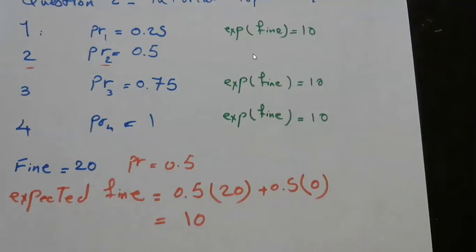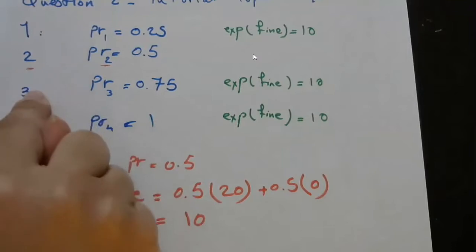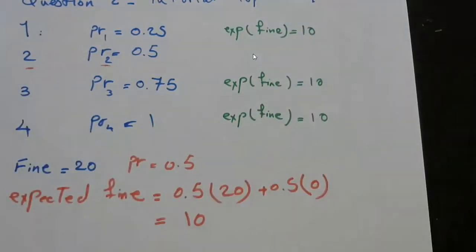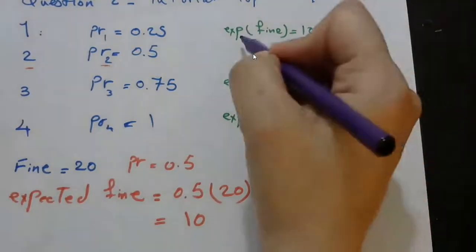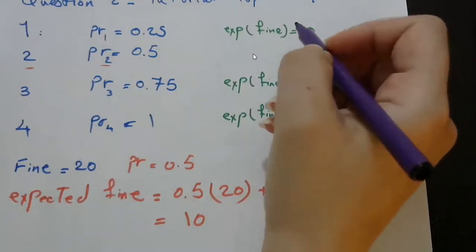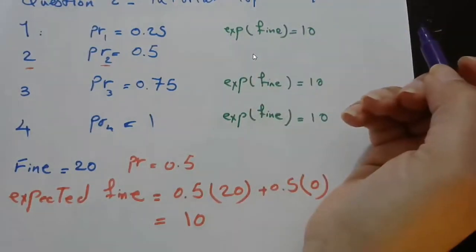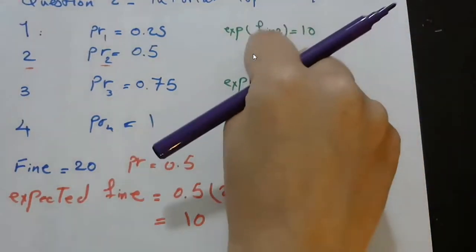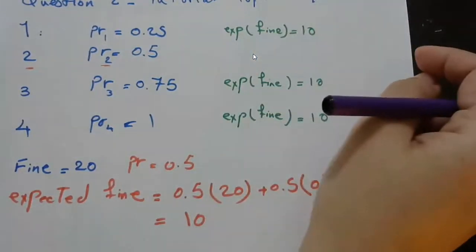Are you able to calculate the amount of the fine for each of these scenarios if we want the expected fine equal to 10? So it seems very easy, right? So how to calculate the fine? Expected fine, for example, here is 10. How to calculate that? How much should the fine be? I'm waiting. This part, I need your help. Please help.